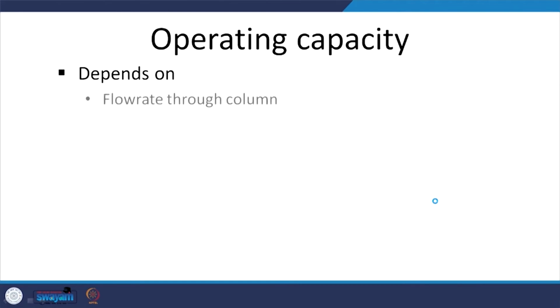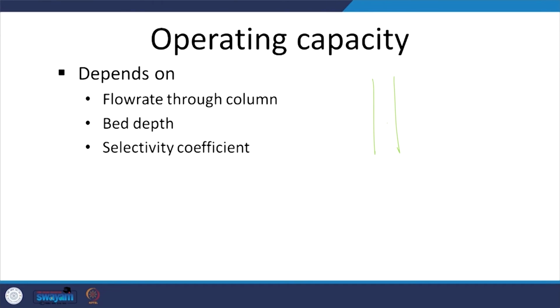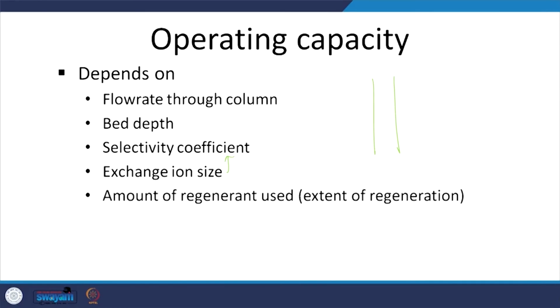Operating capacity depends on flow through the column, bed depth, selectivity coefficient, and exchange ion size. Again, this is slightly relevant to the selectivity coefficient. It also depends on the amount of regeneration used, or the extent of regeneration required. Why is this? Because the more regenerant that's used, the more the costs are going to add up. Why? Because later you have to dispose of this regenerant somewhere. So relatively less volume means relatively less disposal cost too, and also, even to get the regenerant, you are going to spend less, right?